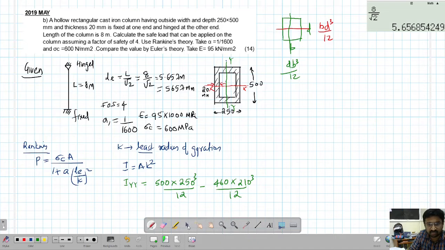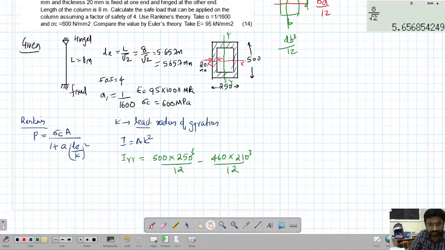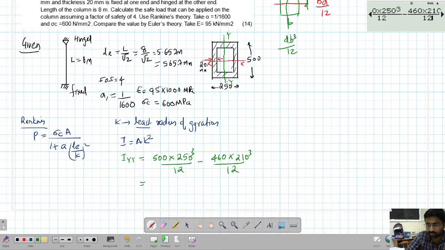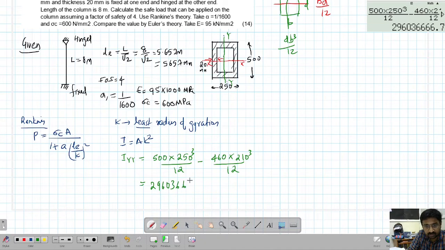Now I'll just calculate this and find the value of I. So this is 500 times 250 cube upon 12 minus 460 times 210 cube upon 12. This gives me 29603666.67 mm to the power 4. So this is the value of IYY.